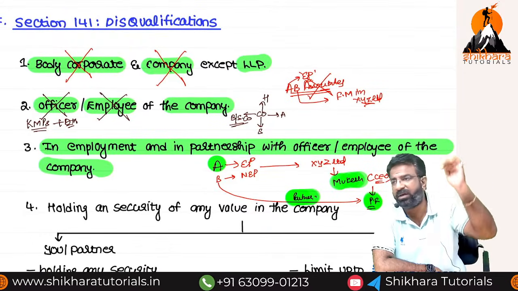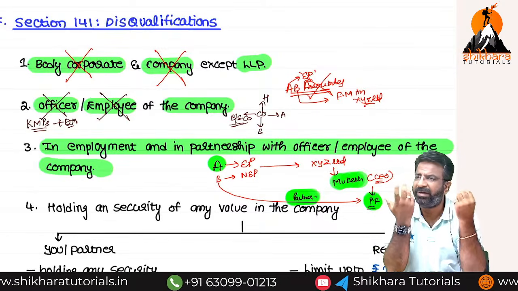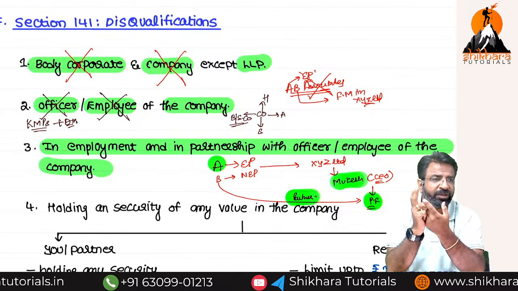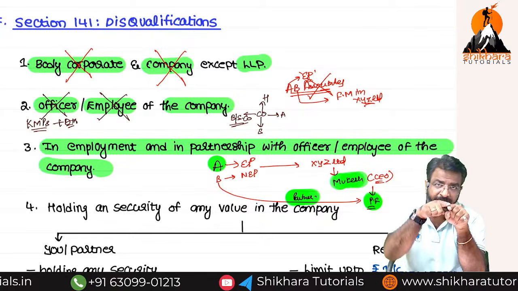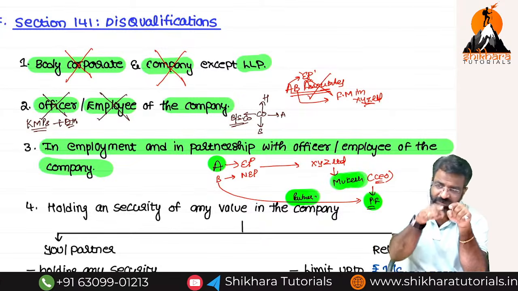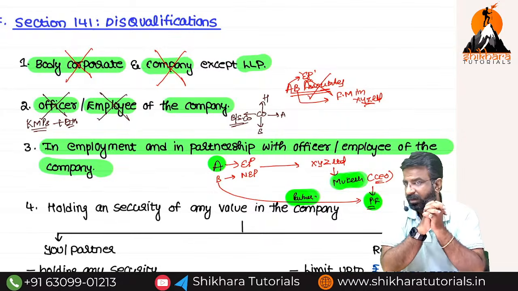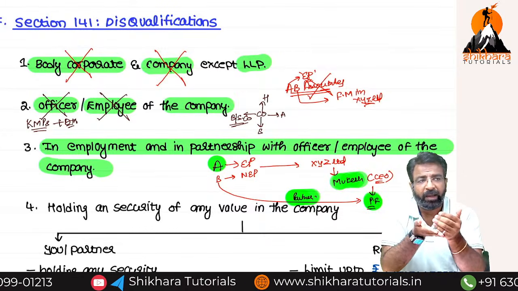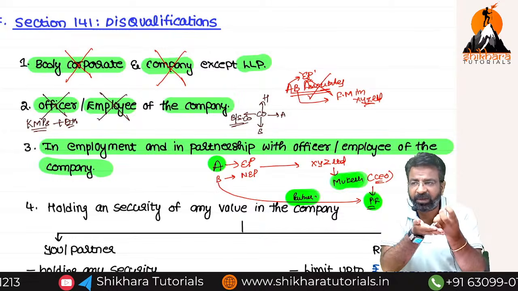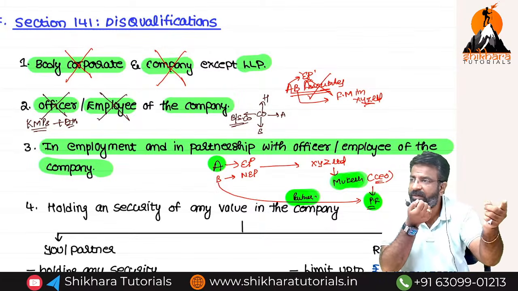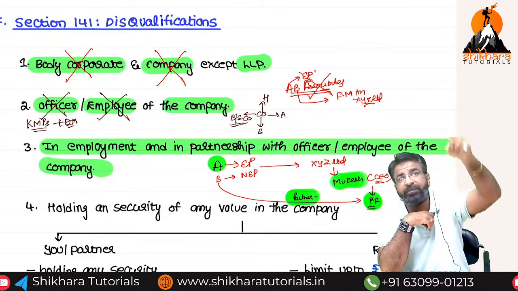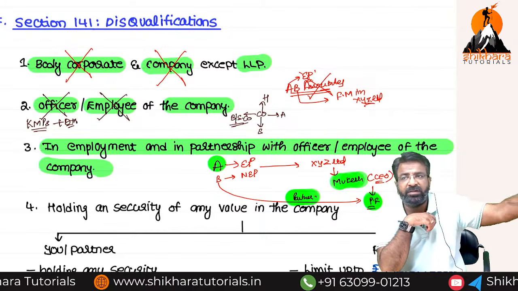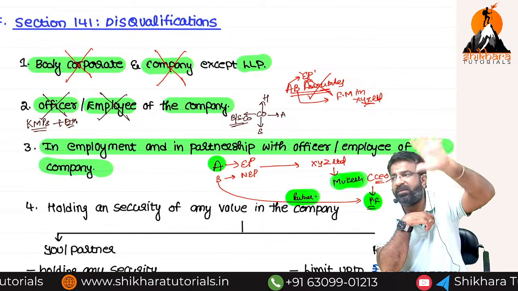So tell me what are the 1, 2, 3 disqualifications? Body corporate, company: directly disqualified. You and your partner should not be the officer or employee in the client company, holding, subsidiary, associate, brother and sister company. You are immediately disqualified. You and your partner should not enter into an employment agreement or partnership agreement with someone who is an officer or employee of your client company, holding, subsidiary, associate, brother and sister. The company-related 5 points will come in every point.